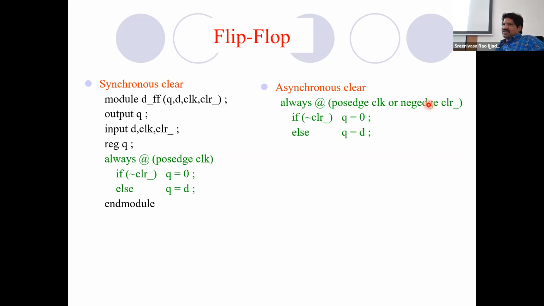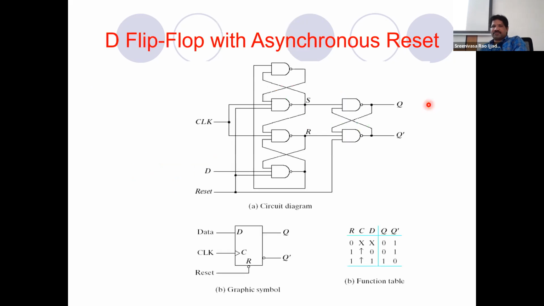Whatever the behavioral statements, that is, if clear is 0, Q is equal to 0, otherwise Q is equal to D. This is a simple D flip-flop. So this is the D flip-flop with asynchronous reset. The entire circuit diagram is the D flip-flop with asynchronous reset. See the schematic. I think this is a circuit diagram. This is a schematic.